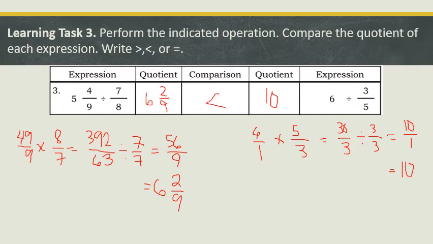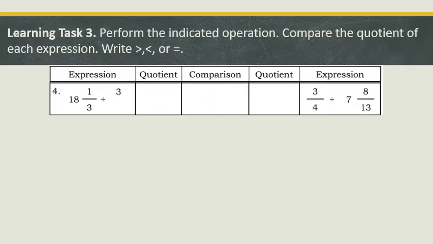Then, number 4. So, 18 and 1/3. So, ito po ay equivalent sa 55/3. Then, gawin natin times. Yung 3 ay equivalent sa 1/3. So, 55 times 1 is 55. 3 times 3 is 9. So, ito po ay equivalent sa 6 and 1/9.